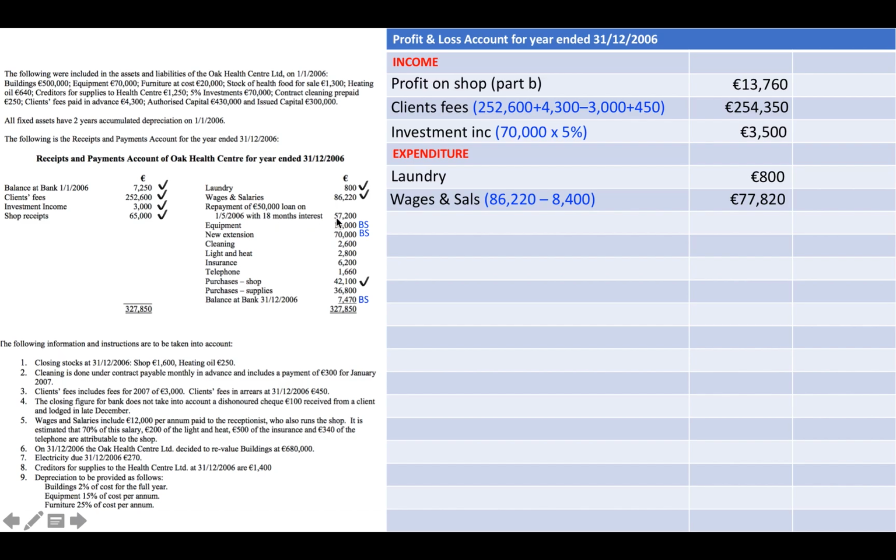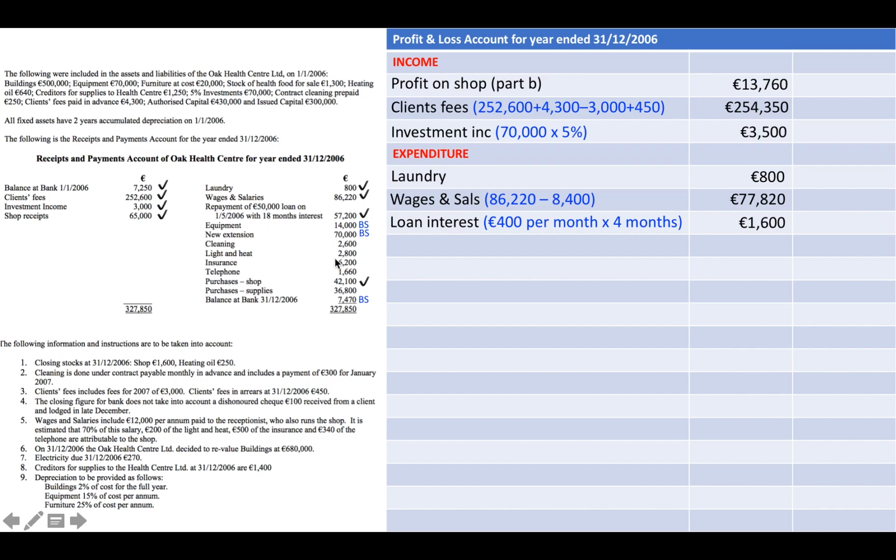Then we have repayment of the loan with the 18 months interest. Well, loan interest, there is 4 months loan interest that relate to 2006. So the loan interest we worked out earlier on was €400 per month. So €400 by 4 months is €1,600. The next items we have are equipment and new extensions. They are balance sheet items. They will not go into the profit and loss.